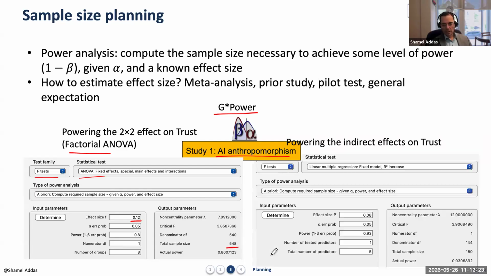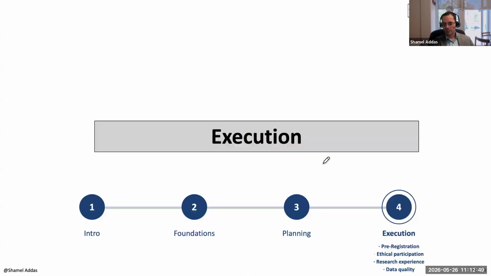Okay. And then in the same study, I also had indirect effects because I was measuring mediation. Mediation effects tend to be smaller. So notice that I have a smaller effect size here because you're measuring the indirect effect. And then this is like a regression type analysis, and the minimum sample size is 150. So this gives you some insights into how much your minimum sample size should be.